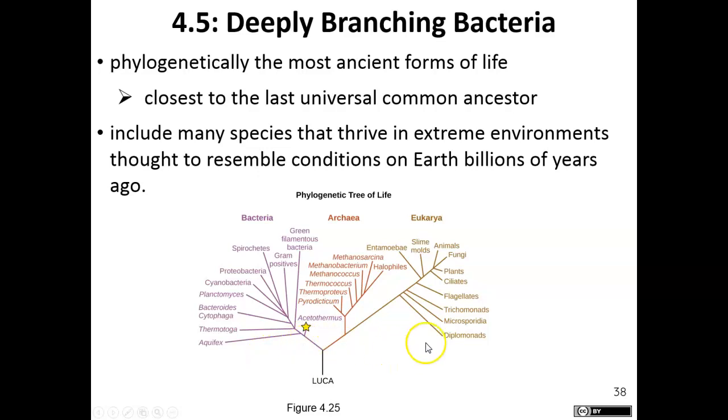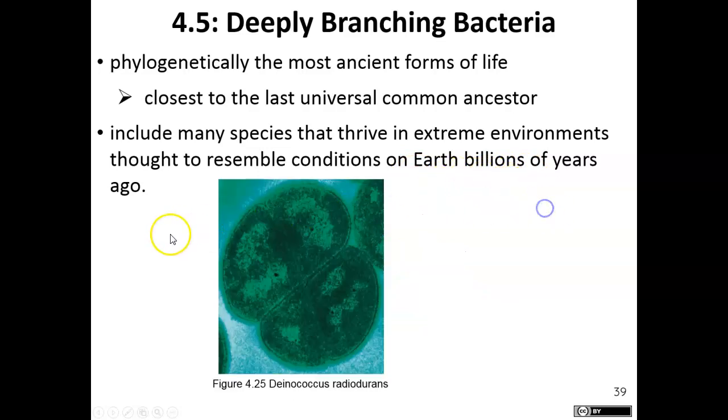These organisms thrive in extreme environments, and many of them can live in conditions that were on Earth when Earth began. So one of these organisms, Deinococcus radiodurans, is also known as Corynebacterium. And the reason for this is this bacterial species can thrive in multiple harsh environments. So in drought conditions, it can thrive.